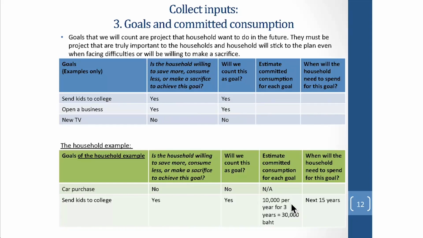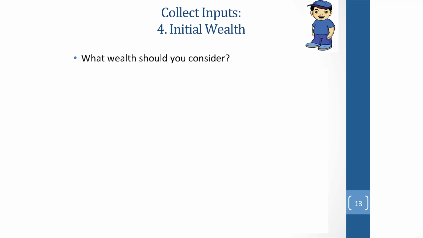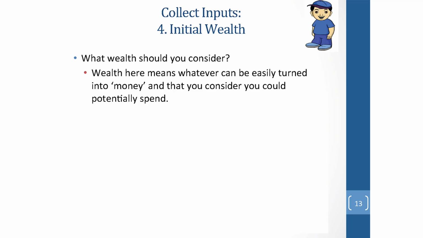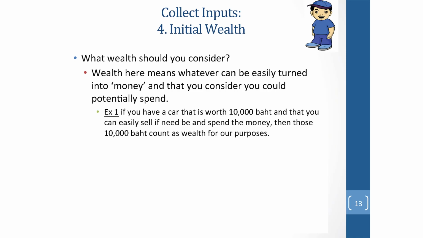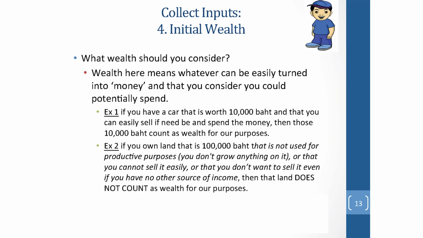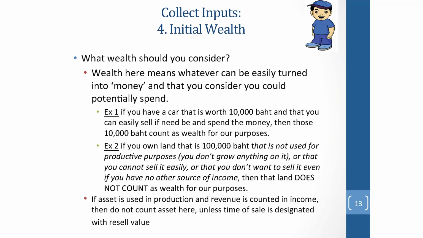All right. So now we have wealth. So W, this is tricky. Money available to save or spend or invest. So if you have a car, it's worth 10,000 baht. You think, it's used, but you could sell it easily. Then we would count that as a household asset or business asset. It could be sold. If they own land, say worth 100,000 baht, they may never plan to sell it. It may not even be productive land. So we don't count it unless they said it was. If it's productive, we want to avoid double counting.